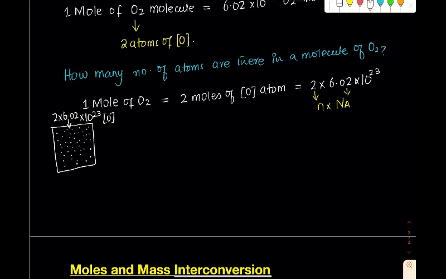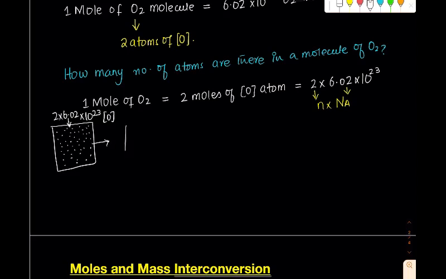When they combine together and make an oxygen molecule, now you see that the number of particles becomes half. Now this is 6.02 times 10 power 23, because they combine together to form a molecule. So the number remains constant.